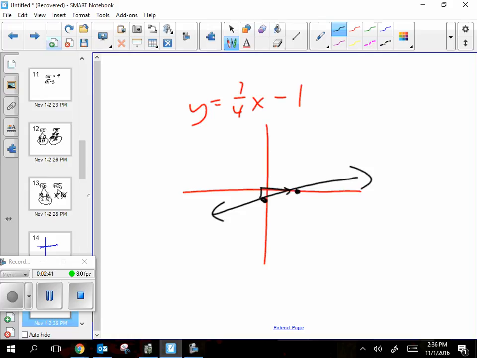Okay, so it's a nice, easy day of graphing lines that are in slope-intercept form. That's all I got for you for today.